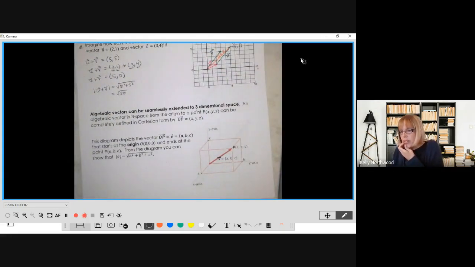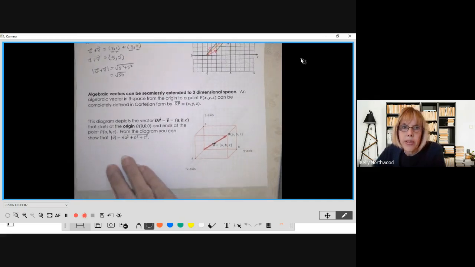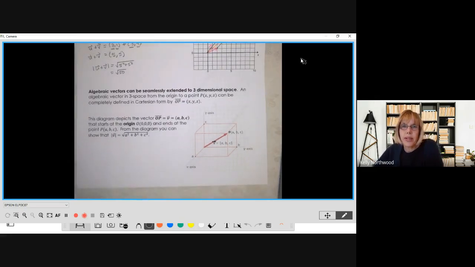Okay, so algebraic vectors can be seamlessly extended to three-dimensional space. An algebraic vector in 3 space from the origin to a point P(x, y, z) can completely be defined in Cartesian form by the vector OP equals vector (x, y, z). So this diagram depicts the vector OP, or vector little v, equaling vector (a, b, c). It starts at the origin, O(0, 0, 0), and ends at the point (a, b, c).